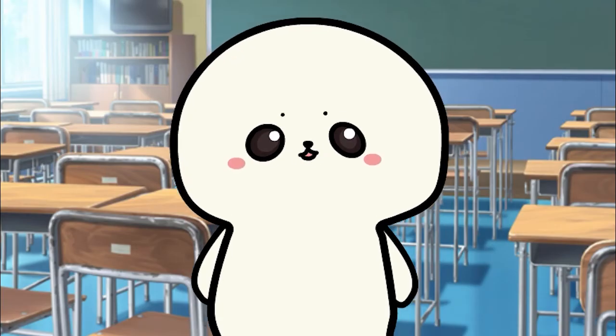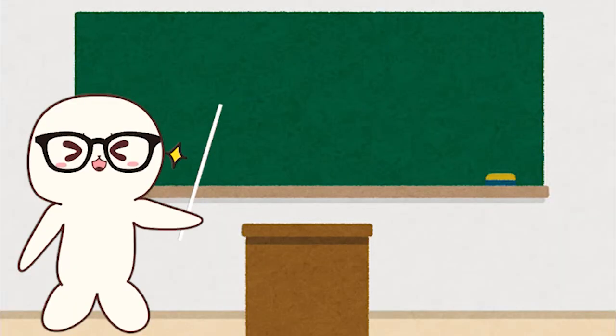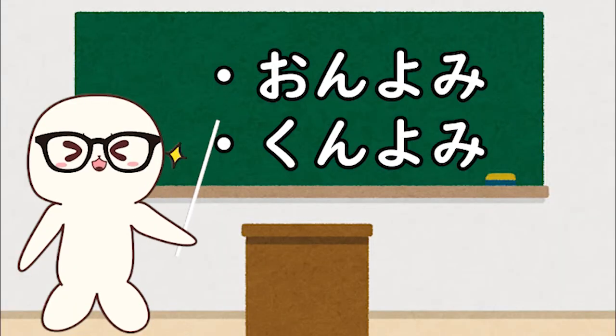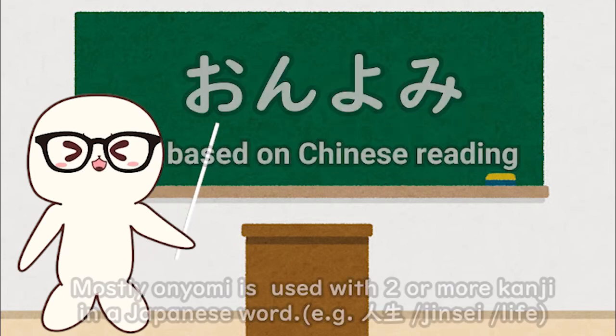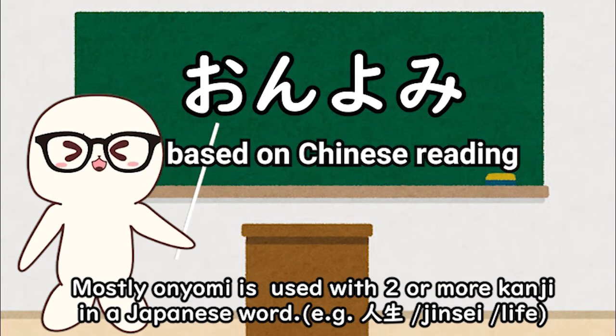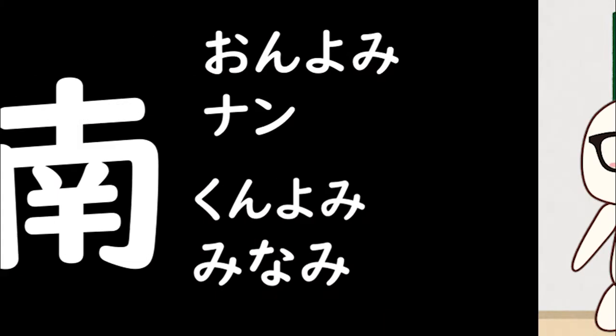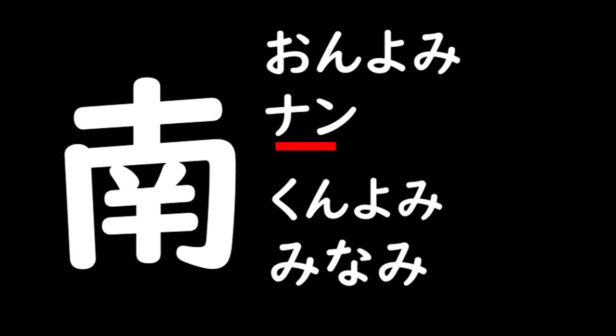How to read this kanji? Kanji has two different ways of reading, onyomi and kunyomi. Onyomi is based on Chinese reading and kunyomi is Japanese original reading. Onyomi of this kanji is nan. Kunyomi is minami. Then let's look at some examples that use this kanji.